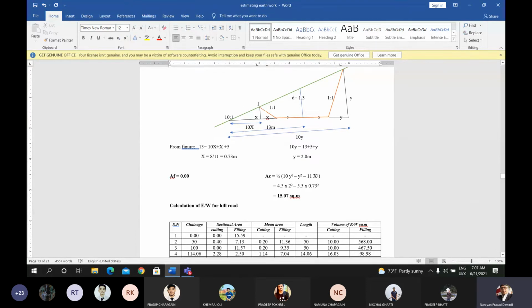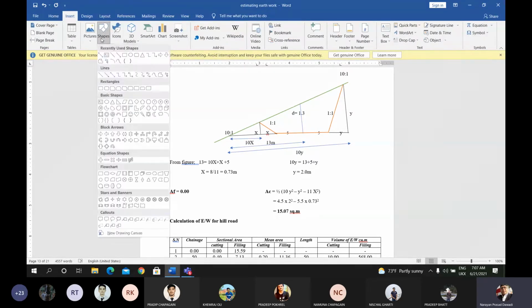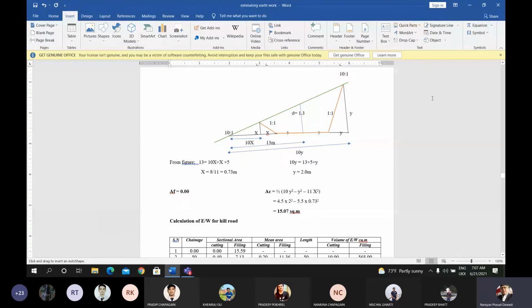this having the base of 11x and the y. Okay, you can calculate the area. Filling is 0 because it is fully cutting case. We have only the area of cutting here. No area filling is required. We need the area of this section.